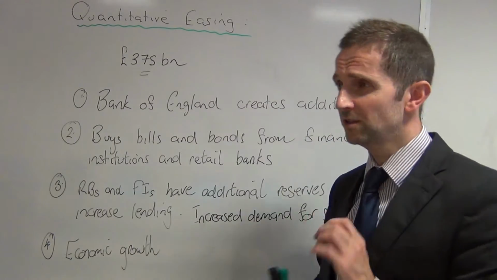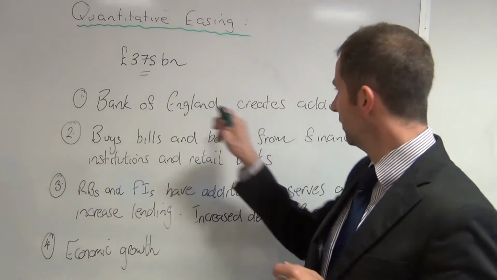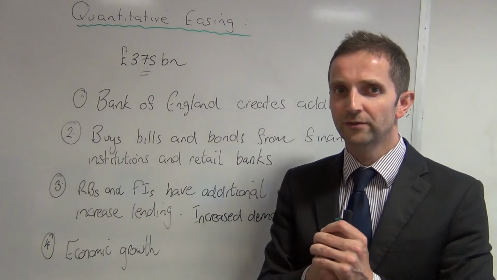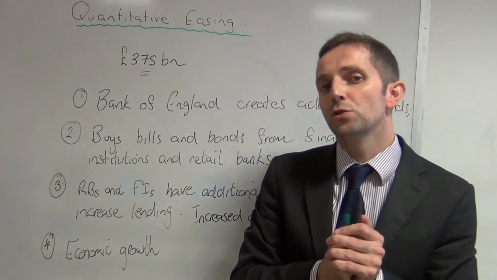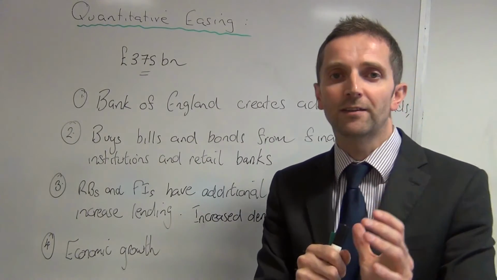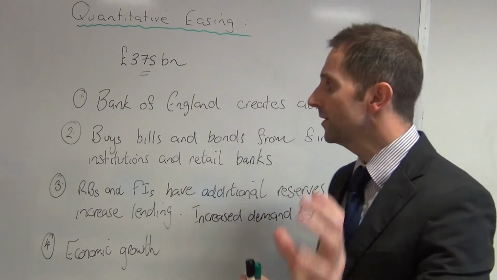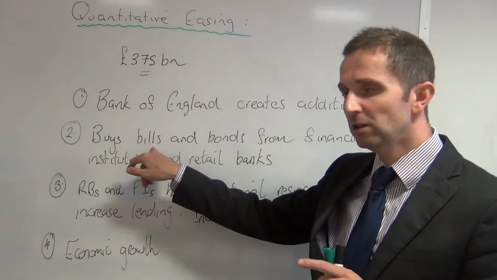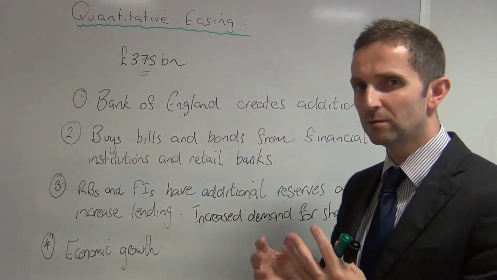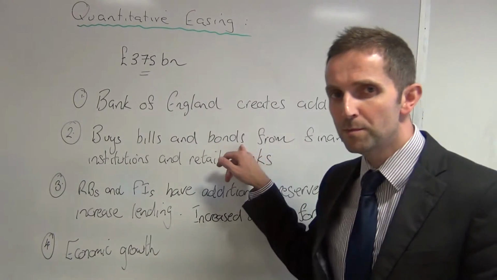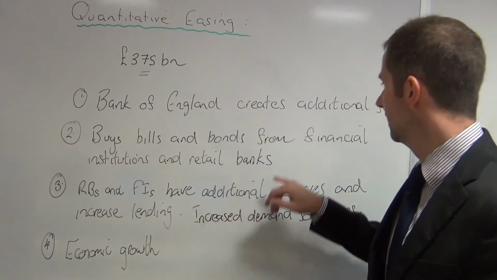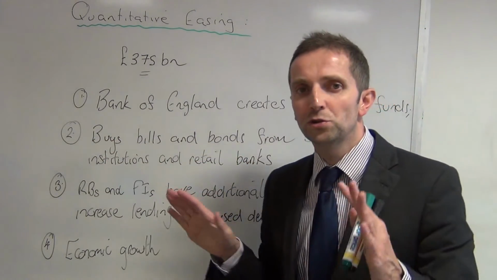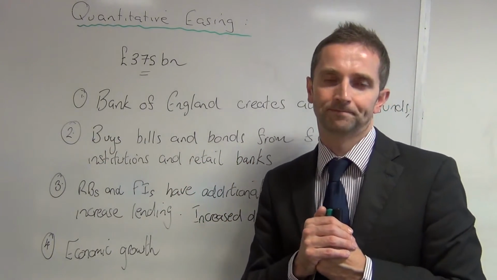So how does this quantitative easing work? First of all, the Bank of England electronically creates additional funds, and in this case it's been to the tune of 375 billion. With that money, the Bank of England then buys bills, such as treasury bills, short-term loans, and bonds, government bonds, otherwise known as gilts, and the Bank of England purchases these from financial institutions and retail banks.